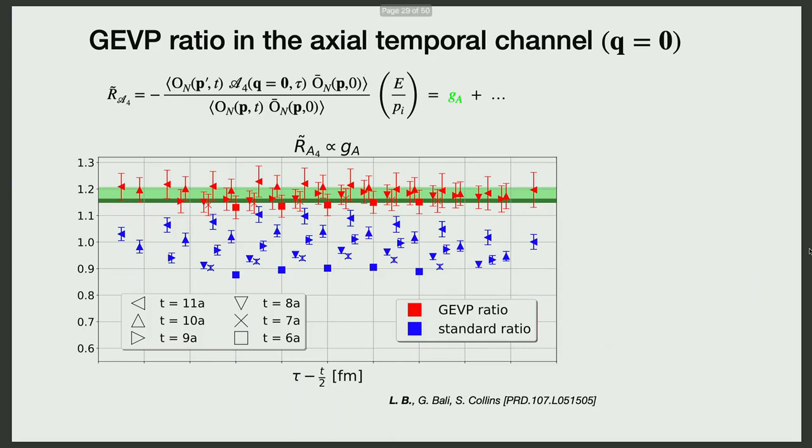And it works also very well in the temporal axial vector current. In this case, the ratio should be proportional to the axial charge. But the blue data points are quite far off from the reference values which suffered less from Nπ contamination. But after the GEVP projection, we get results which are consistent within the error at different source-sink separations, even at 0.6 fm, with the previous determination of gA, which is very surprising.